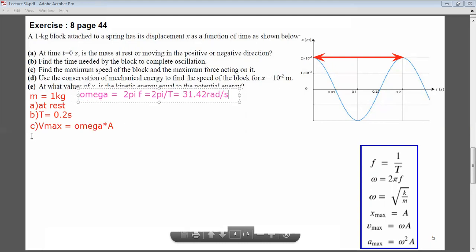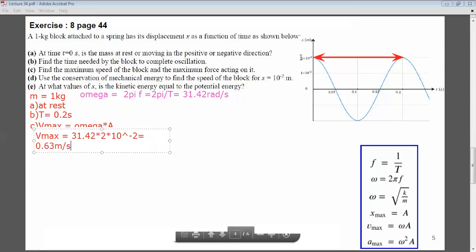I will plug it here. So v maximum is equal to 31.42 times A. How much is the amplitude of oscillation? I get it from the x-axis. The amplitude of oscillation is 2 times 10 to the power minus 2. And I get the answer for v maximum to be 0.63 meter per second.